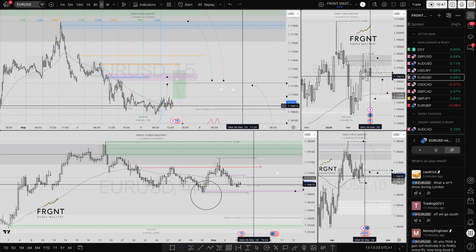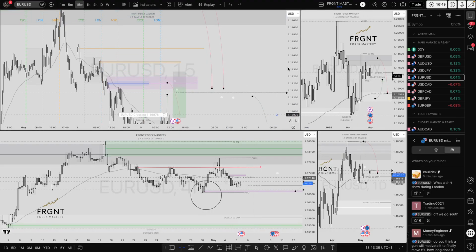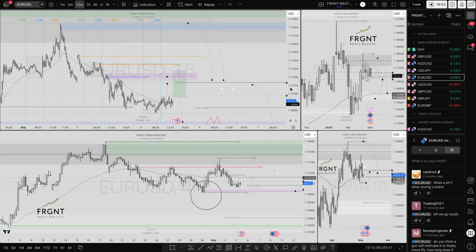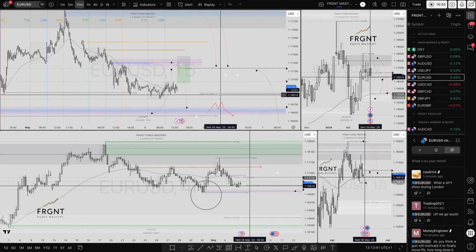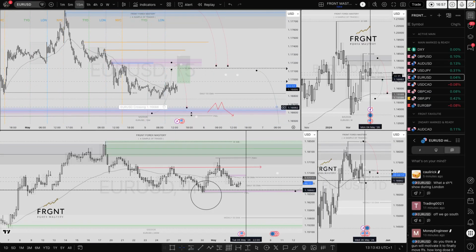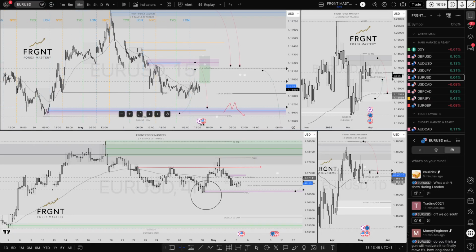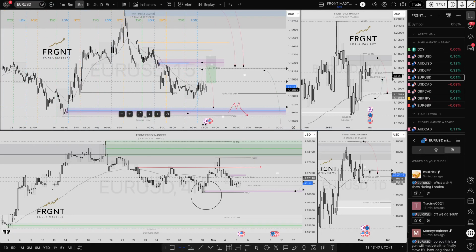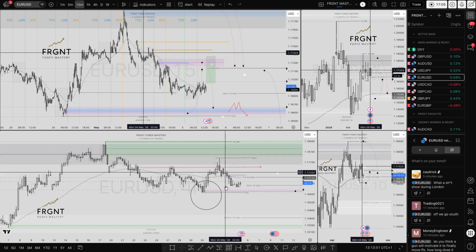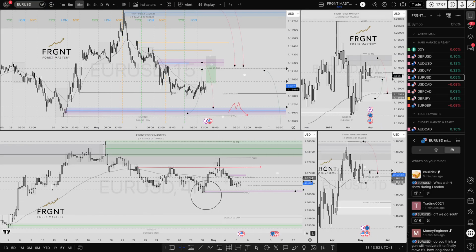EU, nice, still in the middle of nowhere. Where my position is sat is the only area currently where I'll be looking for price to come up to before looking for that short. And then the long positions, I probably won't entertain the longs as it stands at the moment, simply based on my overall bias of the DXY.